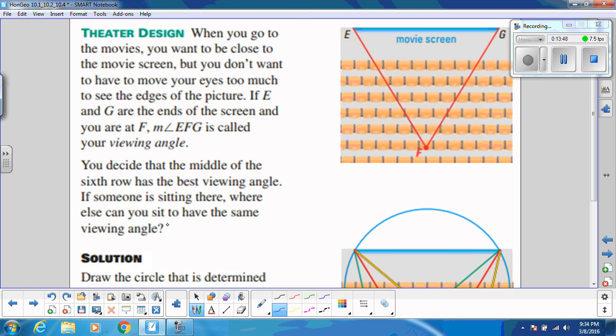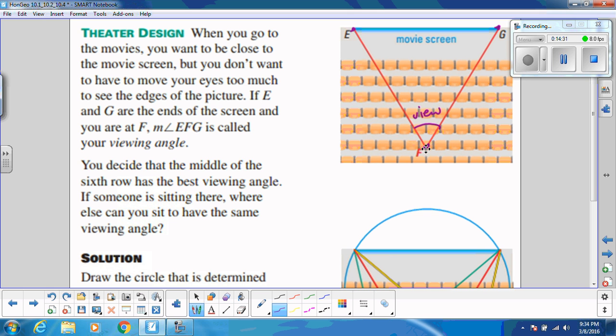So here's a reason why we use that. Imagine that you're in a theater. When you go to the movies, you want to be close to the movie screen, but you don't want to have to move your eyes too much left and right to see the edges of the picture. So E and G are the edges of the movie screen, and you're sitting at F. Angle EFG is your viewing angle. That's how far you have to turn your head. And you decided that the middle of the 6 rows is your best viewing angle. So if someone is sitting there, where else could you sit to have the same viewing angle so you won't have to turn your head that much?